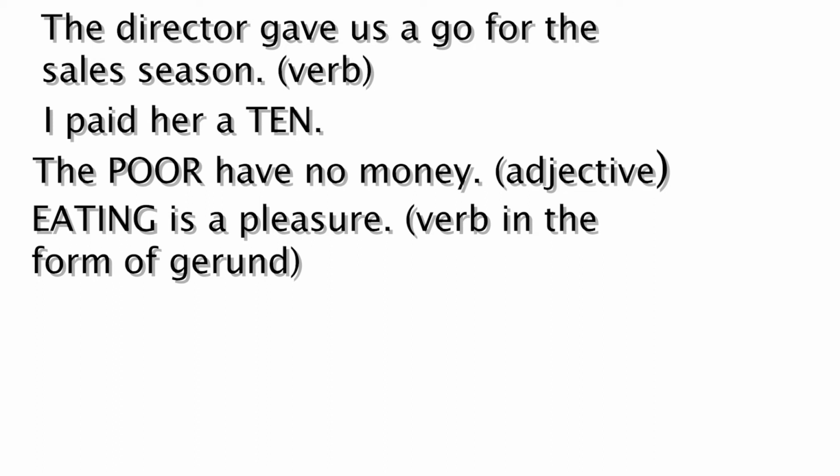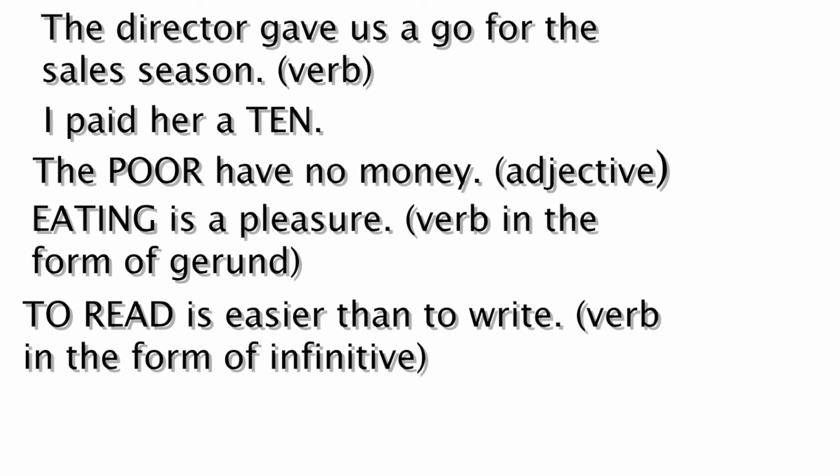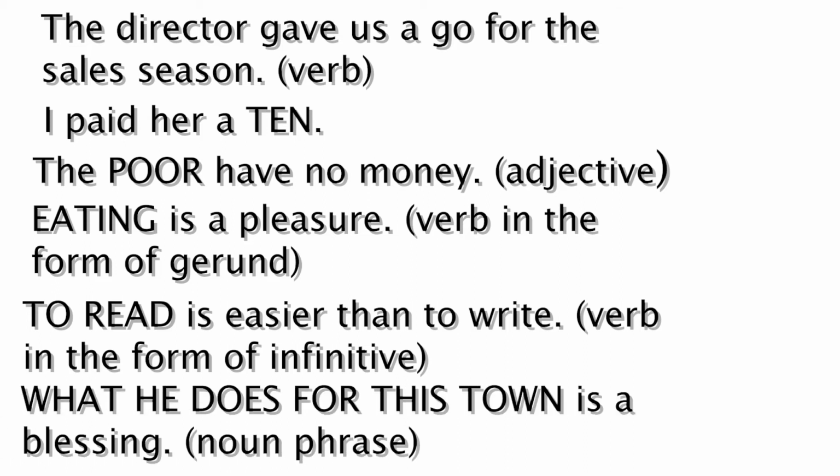Eating is a pleasure. We have the verb in the form of a gerund. To read is easier than to write. And now we have the verb in the form of infinitive. What he does for this town is a blessing. It's a noun phrase. So as you can see, like a whole sentence, a whole phrase can become the noun as well. Right? So as you can see, a noun is all that and much more.